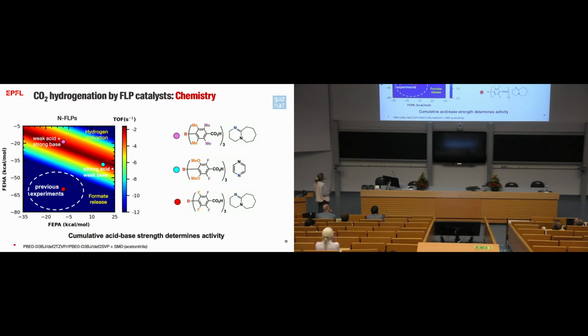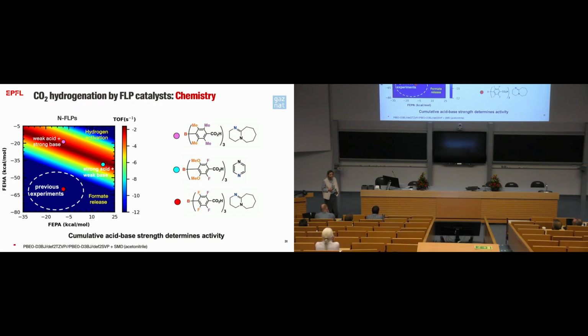And you really need a cumulative acid-base strength. So if you use a strong acid, you need a weak base. If you use a weak acid, you need a strong base. And the tendency was actually to use strong acid and strong base. So experimentally, they were consistently in this region. So we identified this one in the inverse type of Lewis acid and Lewis base pair, which corresponds to that.